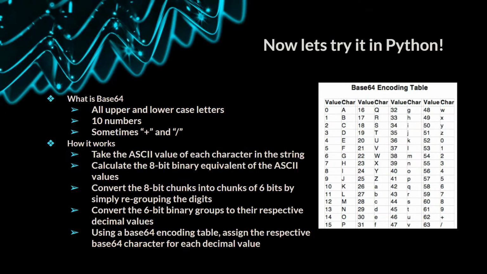Just a quick little simple math, nothing too complicated, just how you convert it. You'll cover this in your math class. How it works: take the ASCII value of each character in the string, calculate the 8-bit binary equivalent of the ASCII values, convert those 8-bit chunks into chunks of 6, convert each 6-bit chunk into its decimal value, and from there, convert that decimal value into your representative value. Like I said, this may sound complicated, but don't worry, I do a walkthrough in the next slide.